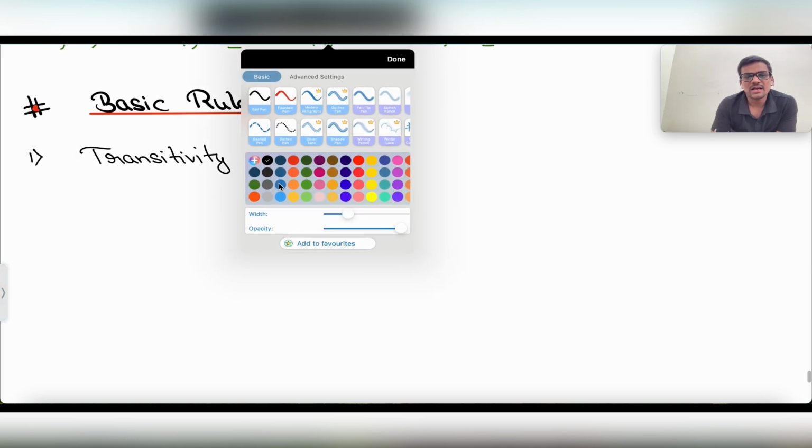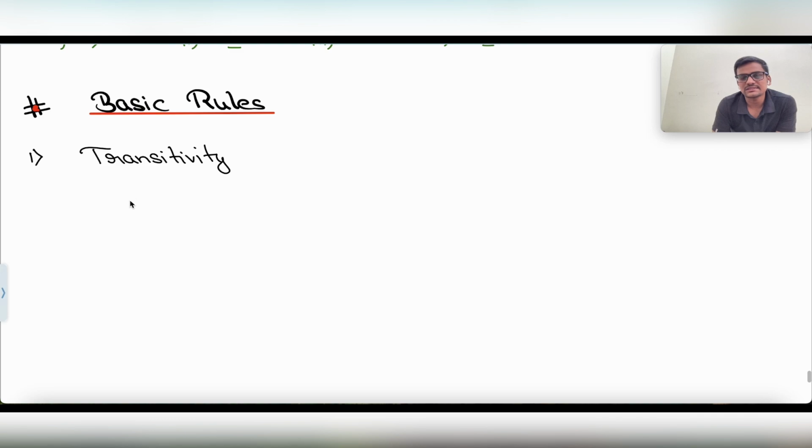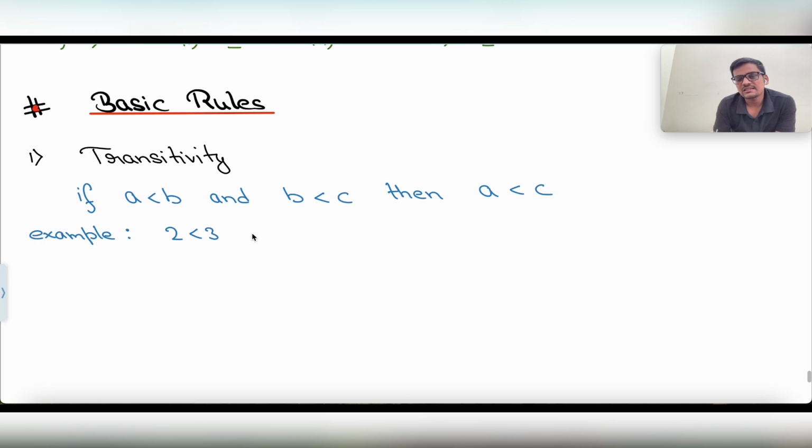It says that if you have three numbers, say A, B and C, and if A is less than B and B is less than C, then this property says that A is less than C also. Example, 2 is less than 3 and 3 is less than 4. So obviously we know that 2 is less than 4 also, right? That is what this property states.